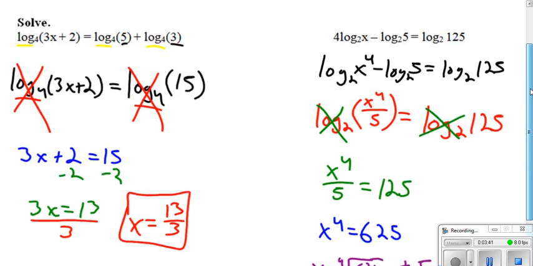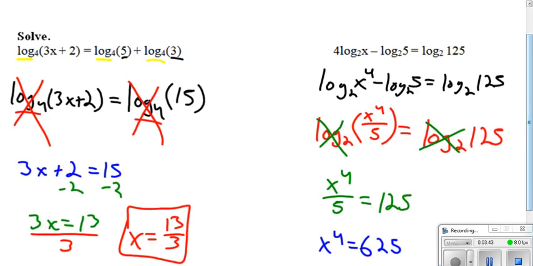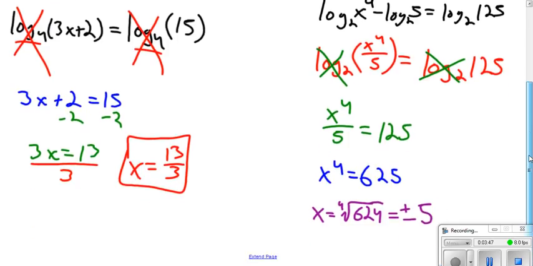But if we come back to our original equation, we can't have this x here being a negative 5. Can't be any negative number. So in the end, we know for sure, not this negative, we would just have x equals positive 5. And that is our answer.